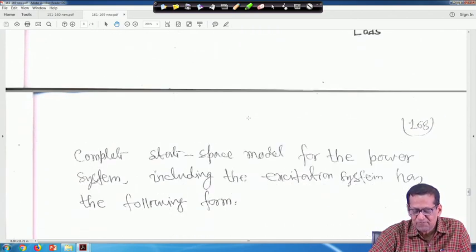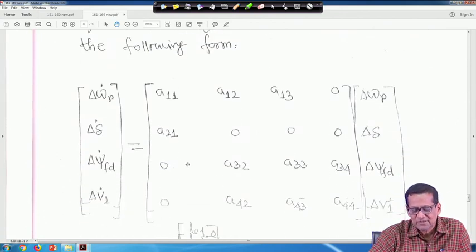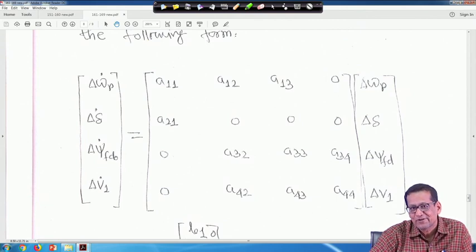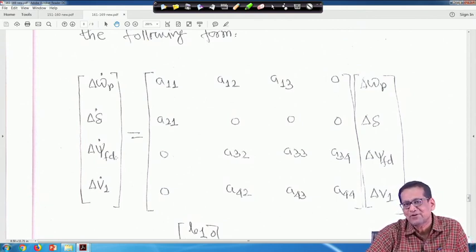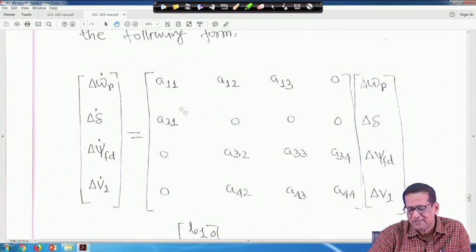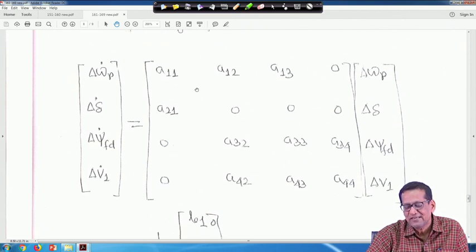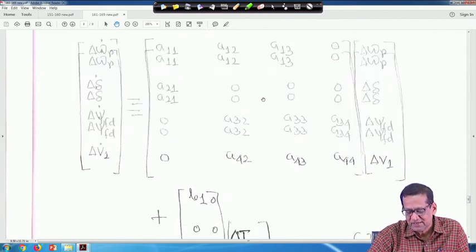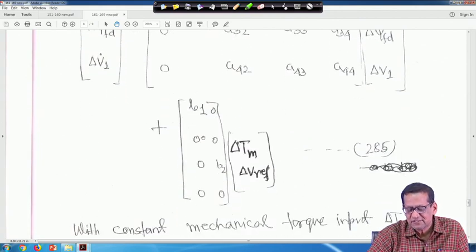So, now the complete state space model for the power system including the excitation system has the following form. It is now 4 into 4, we will come here only 4 into 4, not more than that. So, one is delta omega dot, the state variables delta delta dot, delta psi FD dot, delta V1 dot. This is your A matrix, all elements are given, times delta omega r, delta delta, delta psi FD, delta V1, plus your B matrix with B1 0 0 0 and 0 B2 0 0 times delta Tm and delta V reference. This is equation 285.